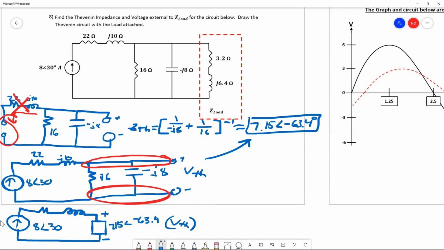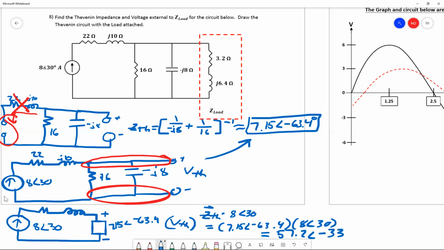So now what we have to do is use Ohm's law. We have its impedance, which was coincidentally the Thevenin impedance, and we have the current, which was 8 at an angle of 30. So now we just multiply those together: 7.15 at negative 63.4 times 8 at 30. Put it in the calculator, and that gives us 57.2 at an angle of roughly negative 33 degrees.